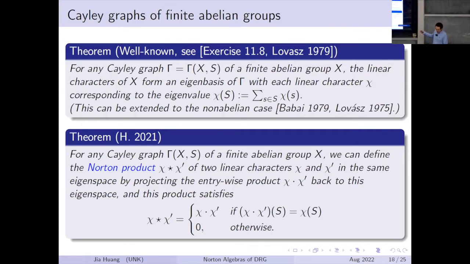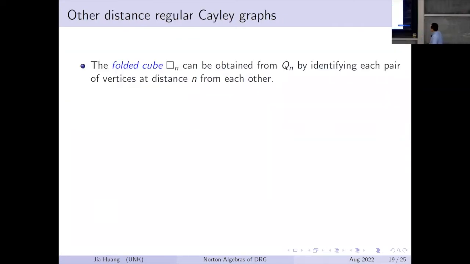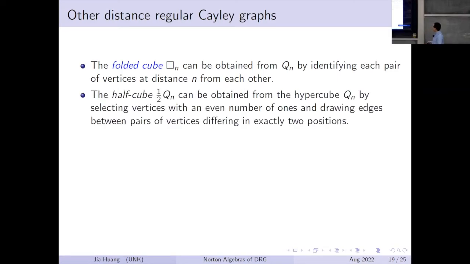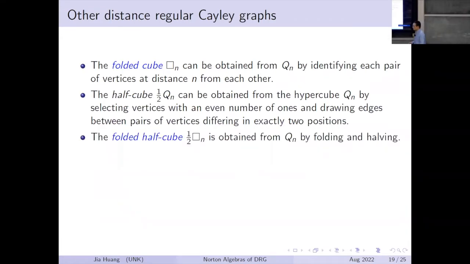This is actually how we got the results on Hamming graphs. We use linear characters for Cayley graphs of the finite abelian groups. And that means that we can apply this to a bunch of other graphs, not only the Hamming graph. There's the folded cube. Let me not talk about the details. You can form that from the hypercube by doing some extra operations. The half cube is another one. There's also the folded half cubes. These are all distance regular graphs. And there are also Cayley graphs of abelian groups.